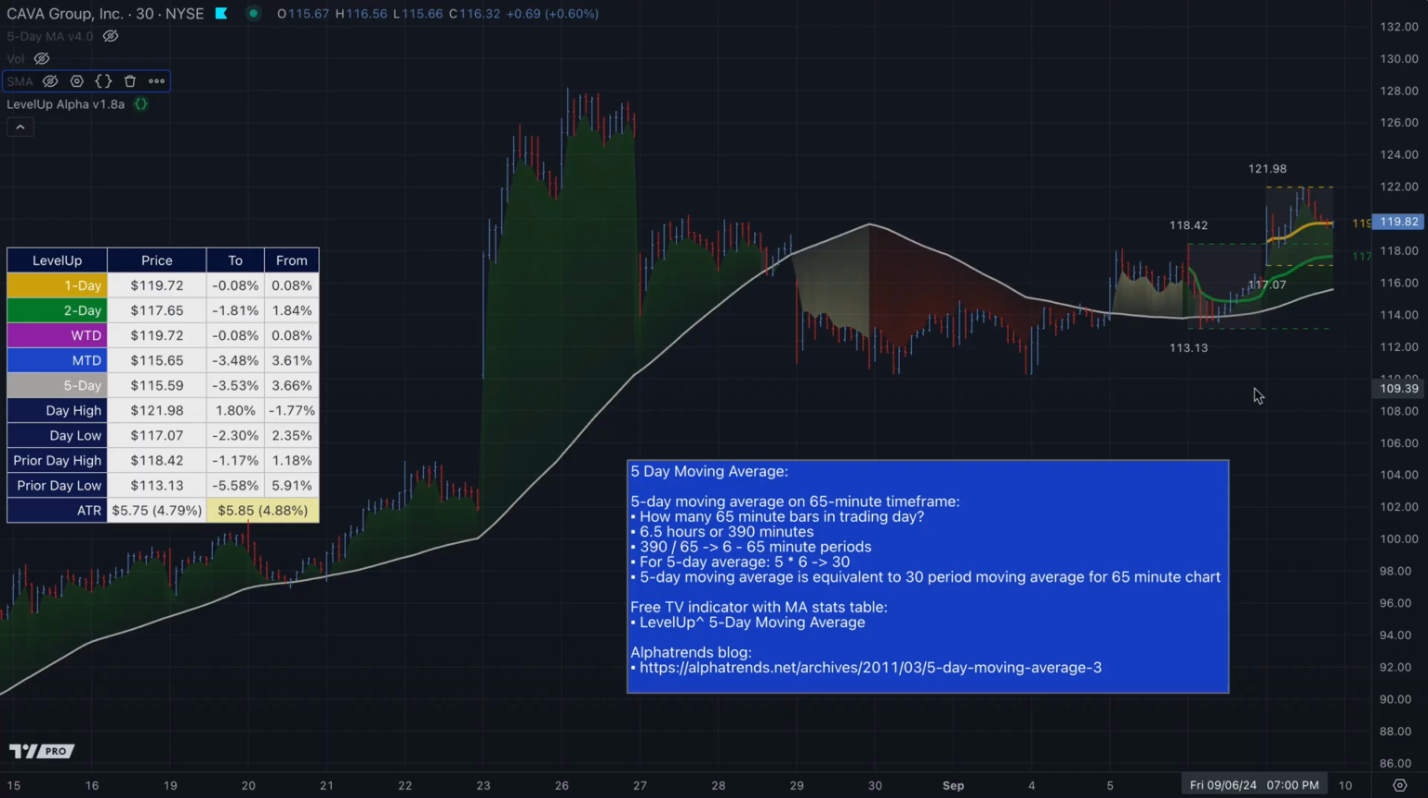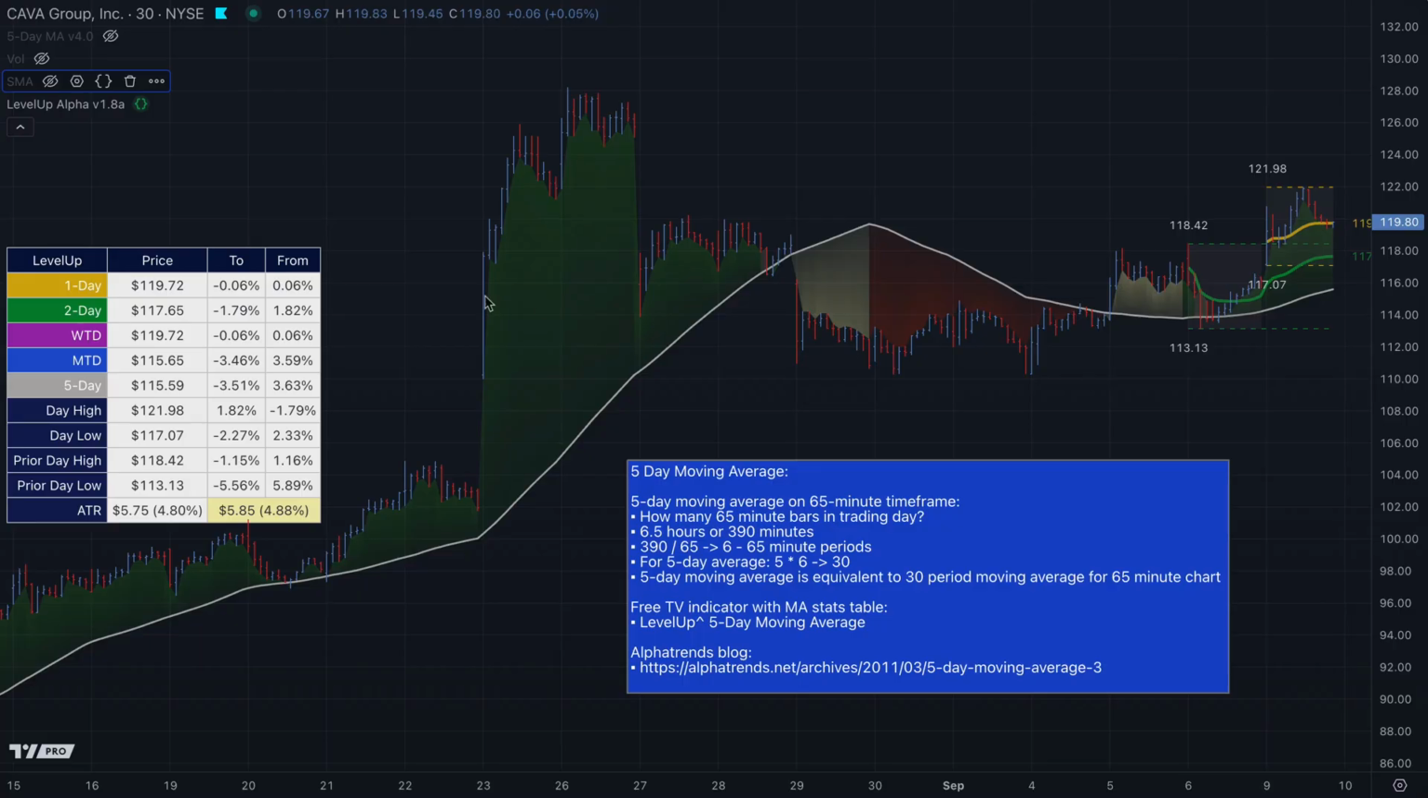So one of the key ideas of the 5-day moving average is we want to have a consistent slope of the line regardless of the time frame that we're looking at. And it's important to note that the 5-day moving average is not the same as a 5-period moving average, typically what we call a simple moving average. For example, the 5-period moving average is nothing more than the average of the price over the past 5 bars.